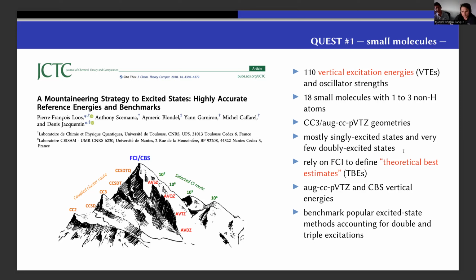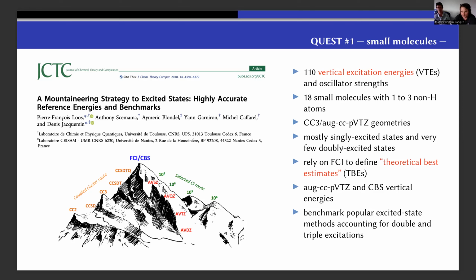And so the idea was to combine the best that we could do, and in that case it was full CI, to provide what we call TBEs, for theoretical best estimates. So that's our reference values. Usually they are given in the aug-cc-pVTZ basis because it's a good compromise in terms of accuracy and cost. But sometimes we try to give complete basis set limits, when the system is small enough.